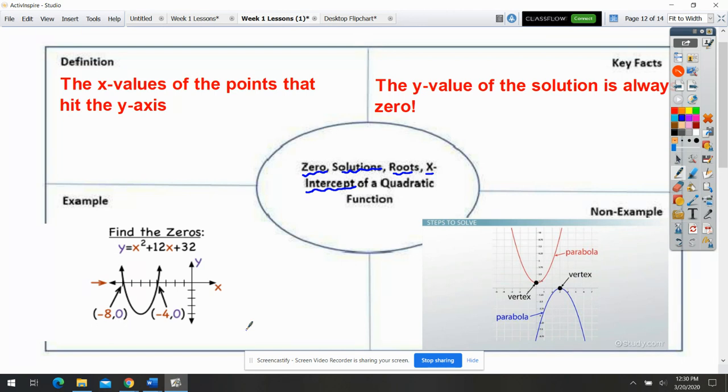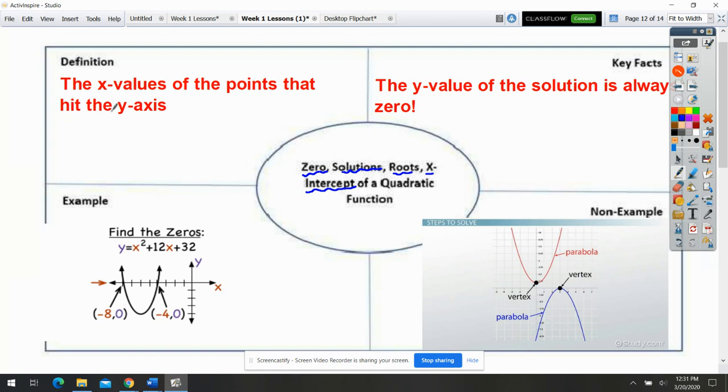Next I have a little bit of a graphic organizer, just giving you the definition and the key facts of the zero solutions, roots, of a quadratic function. This is a very important concept for you to know. This is basically what the whole unit is going to be about: different ways we can solve to identify those zeros or the roots, whatever you like to call them.